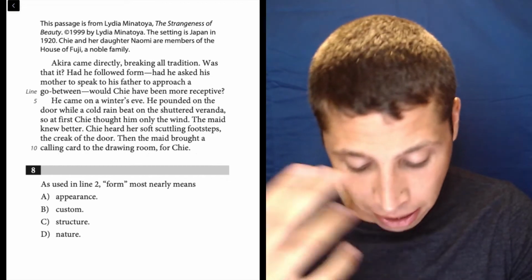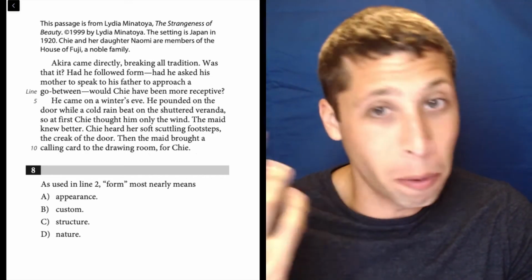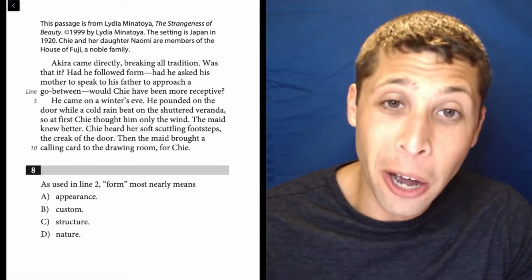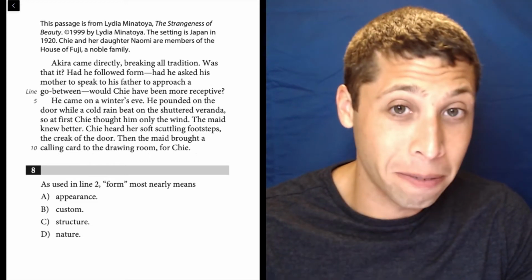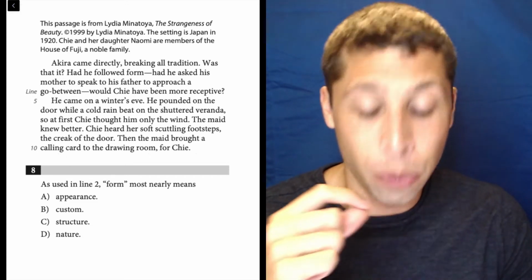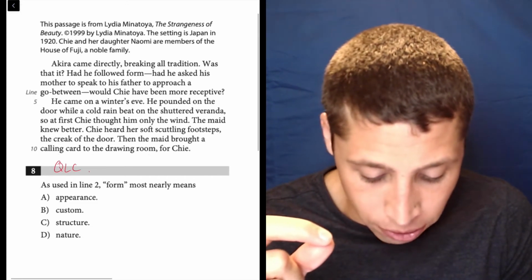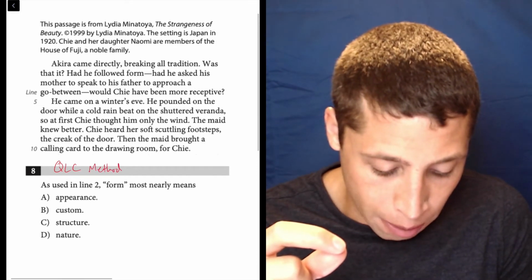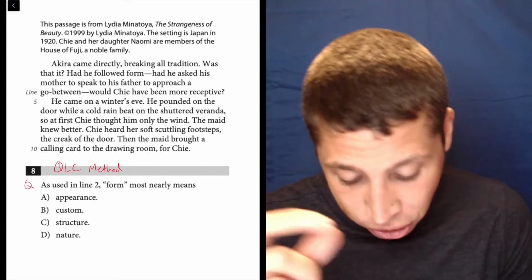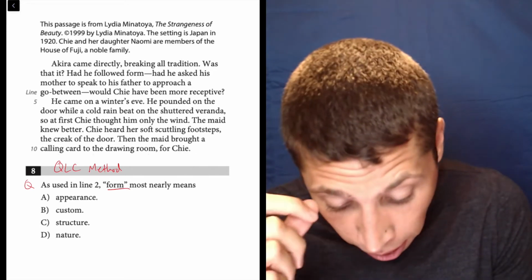And so we might think, oh, well, what form does something take? What's its appearance, right? So we know different definitions are going to be there. So our job is to follow the QLC method and make sure that we don't get biased. So we look at the question, obviously, to find the word. Then we go to the line reference.